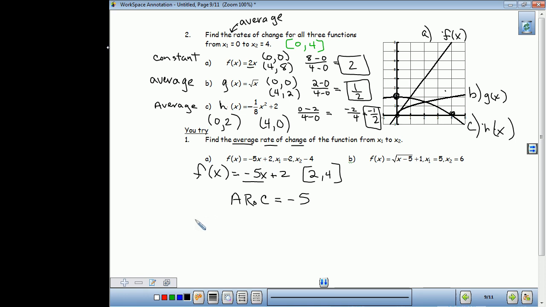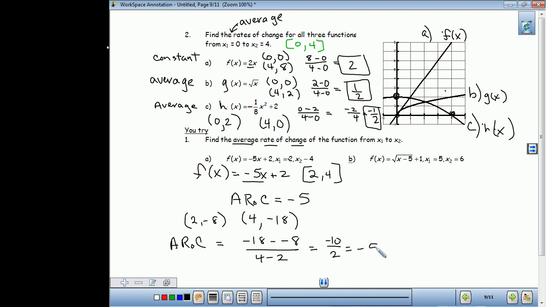Alright, so let's say you didn't notice that it was a line and you plugged in 2 and got out negative 8. And then you plugged in 4 and got out negative 18. So you did the average rate of change: negative 18 minus the negative 8 over 4 minus 2. So you got negative 10 over 2, which is negative 5. The exact same thing. So if you missed it and you did the work, you still should get it right.